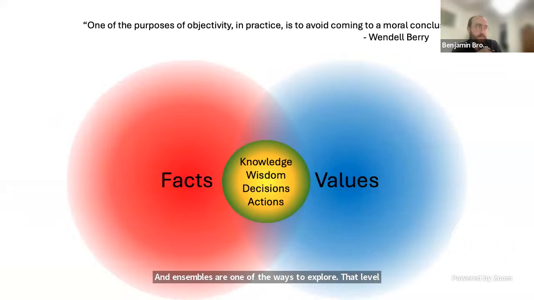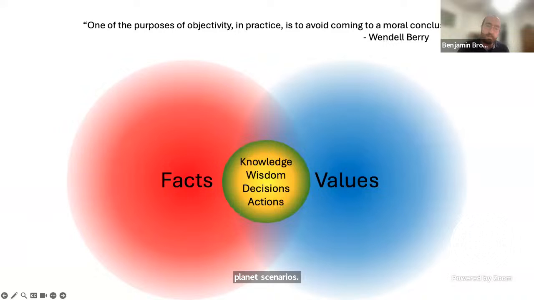To wrap this portion up, another Wendell Berry quote that I liked is that one of the purposes of objectivity, or scientific objectivity in practice, is to avoid coming to a moral conclusion. A lot of climate scientists won't put probabilities on various climate scenarios. They're happy to run them and tell you what will happen if, but they're much more hesitant to say, oh, I think this one's true, or I think this one's more likely because of these reasons.